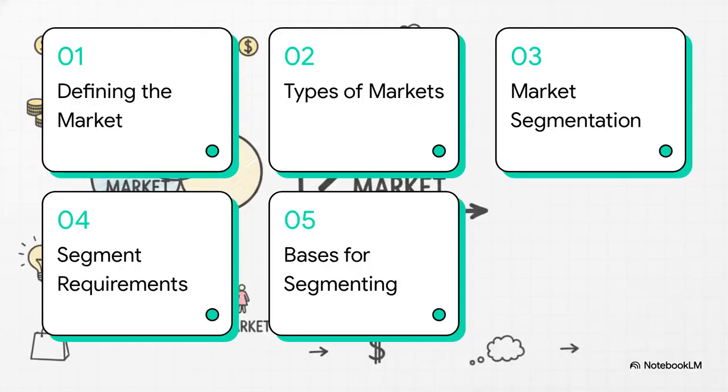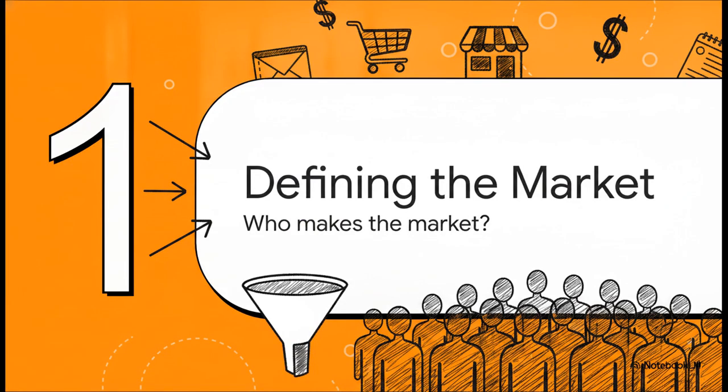So to avoid that trap, here's our game plan for today. We're going to define the market, look at the different types, understand market segmentation, review the requirements for it, and finally, check out the basis for segmenting. All right, jumping into section 1, defining the market.